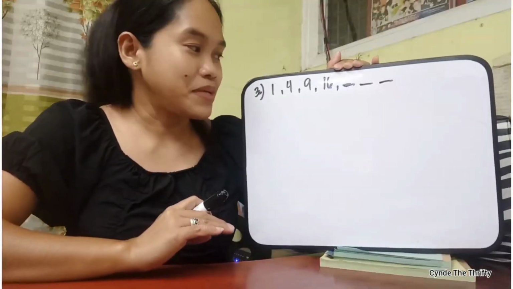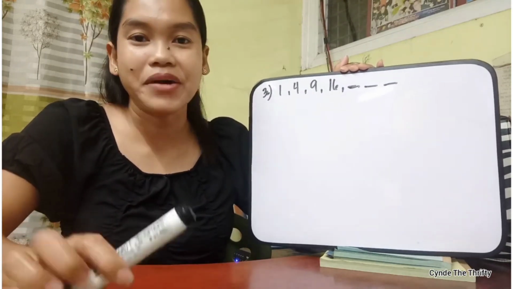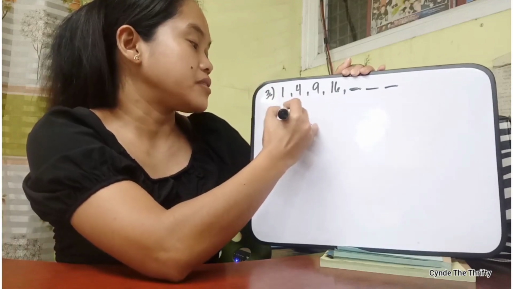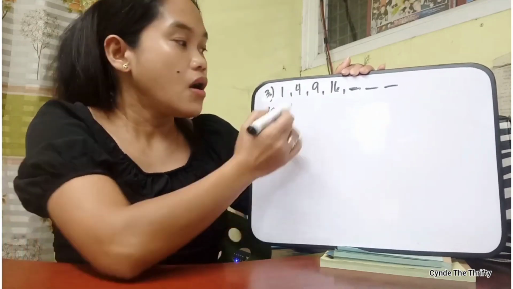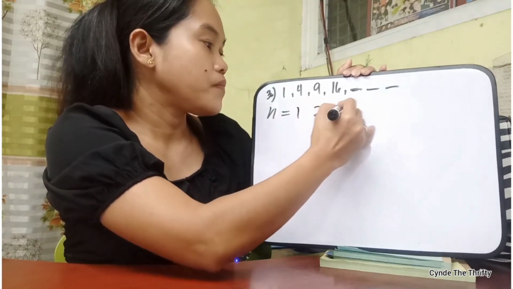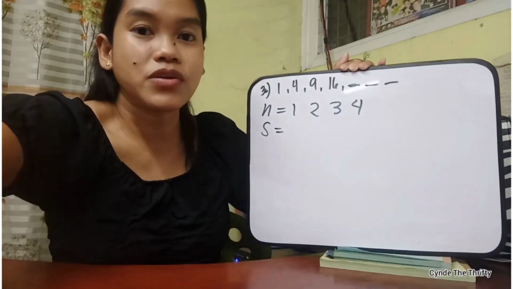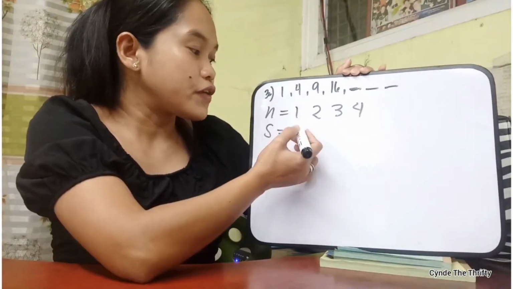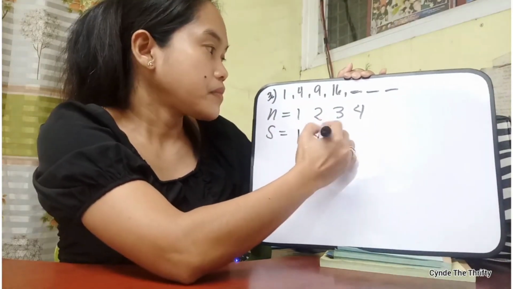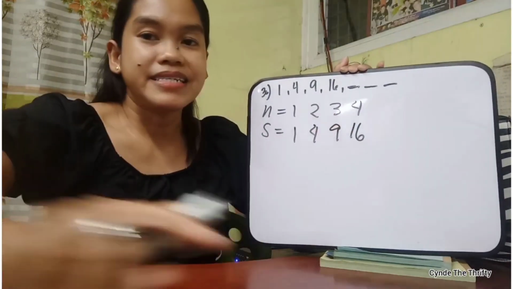Let's go with our example number 3. So, meron tayo ditong 1, 4, 9, and 16. Again, ang unang gagawin natin, isusulat natin kung ilang term meron tayo. So, n represents term. So, ilang term meron tayo? 1, 2, 3, 4. Pagkatapos is isulat natin ang sequence. So, ano yung sequence ng ating number? Ang first term natin is 1. Ang second term is 4. Ang third term is 9, and ang fourth term is 16.